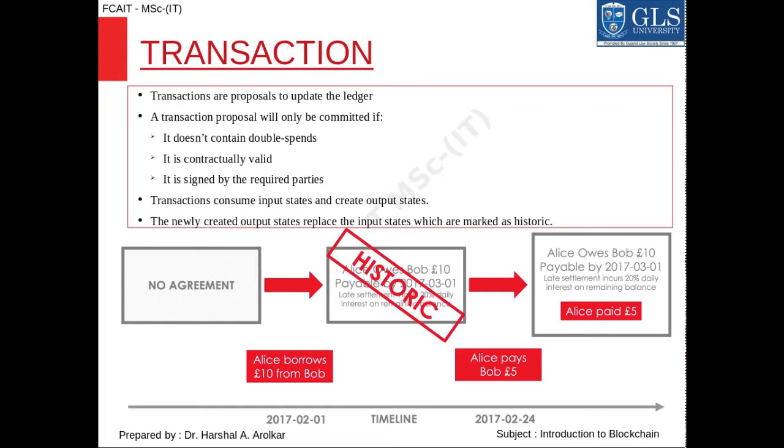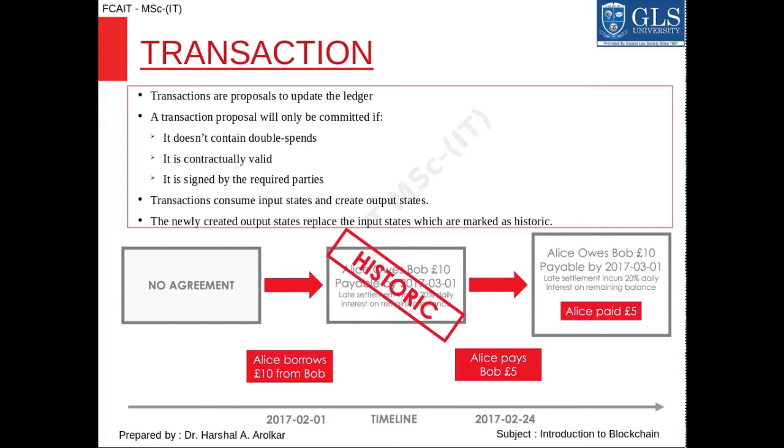Okay, so we have looked at states. Now, if you observe, states are the facts that are available on the ledger. Also, we will have two types of states in the ledger: one which is considered to be historic, and one which is unspent. That is basically what we mean.